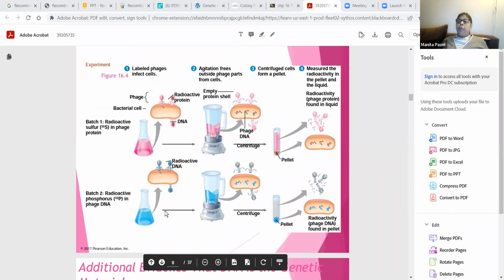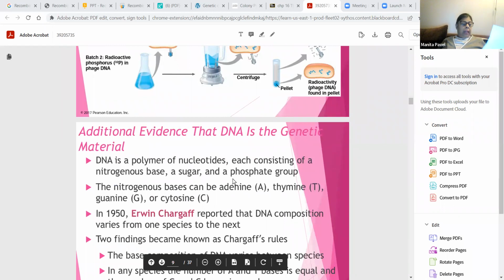The same procedure was repeated. So they took radioactive phosphorus in phage DNA, blended it again, and on centrifugation, they got a pellet. Here, what did they see? That the pellet contained the radioactive phage DNA, and the liquid would have only the phage particles. So this proved that in the phosphorus labeled particles, it was DNA, but not the protein.